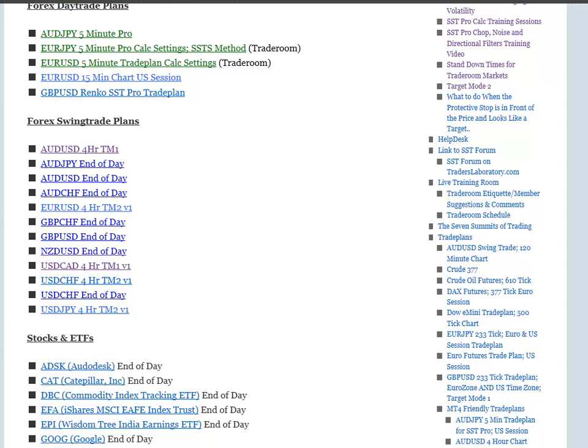Now, just looking down the list of trade plans that we have already on the Owners Club, you'll notice that I really don't have any Euro crosses or any Euro pairs for end of day. I've got a 4-hour chart. We definitely have our 5-minute trade plan and a 15-minute plan, but I'm working on end of day. I don't have any Euro pairs.